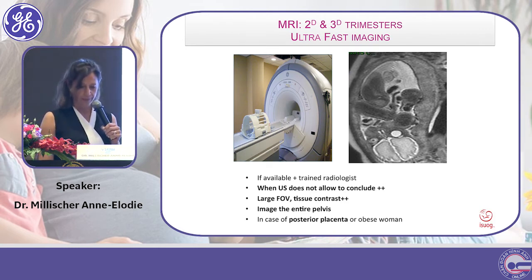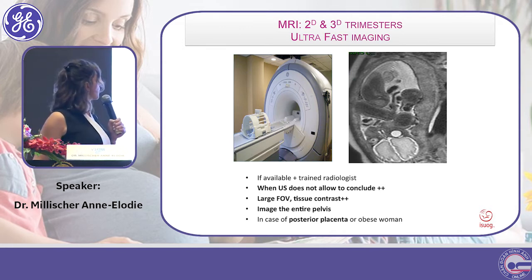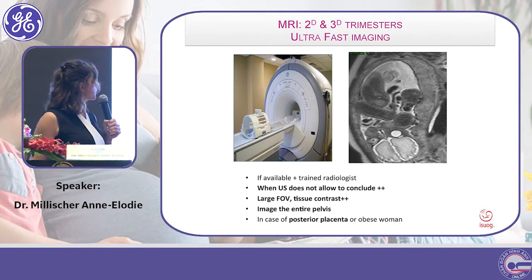Cái đặc điểm khá tốt của MRI là nó có một cái trường khảo sát khá là rộng, cho nên các bạn có thể nhìn được toàn bộ của một cái bánh nhau trên một cái mặt cắt.